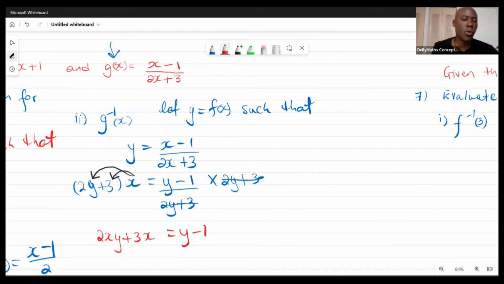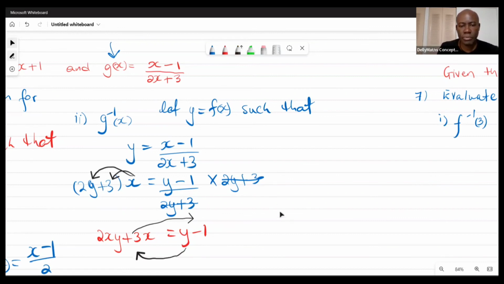Remember, though, that we're transposing for the new y. That means we need to gather the y's together. In an effort to do that, this positive y must be subtracted from both sides. Basically, then, we could bring it across, change the sign. At the end, it means that we could just say we bring it across and change the sign.